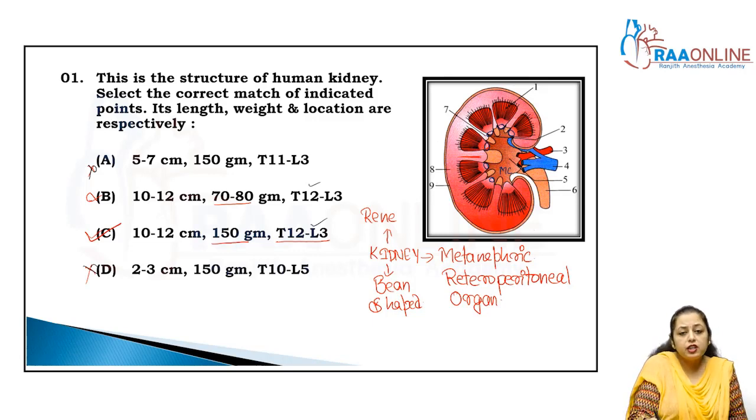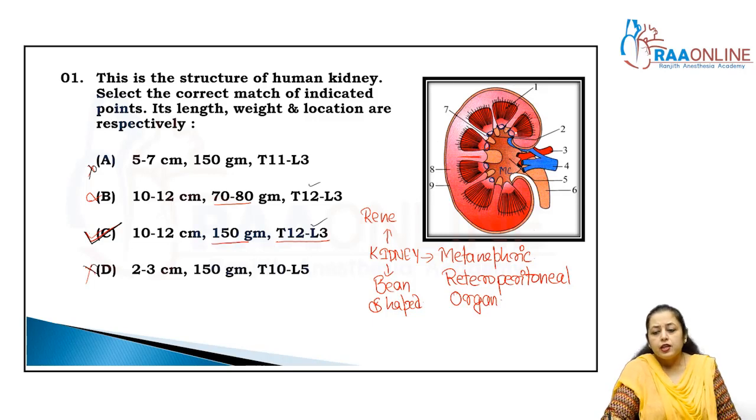So the weight of the kidney is 120 to 170 grams, and when we see here, that is 70 to 80 grams, and that is 150 grams. So this is the correct answer of that question, right. This is the correct answer.